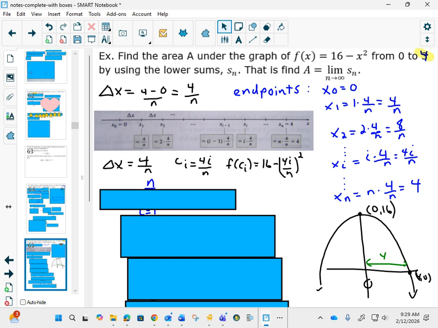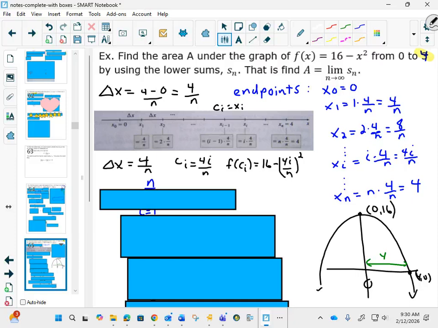So we've got our change of x. We know that's 4 over n. Then your ci is always going to be the right-hand side. So our ci is always going to be equal to our xi, because it'll always be the right-hand side. So it will never be x0. The first one will be x1. The second one will be x2, because it's always the right-hand side.